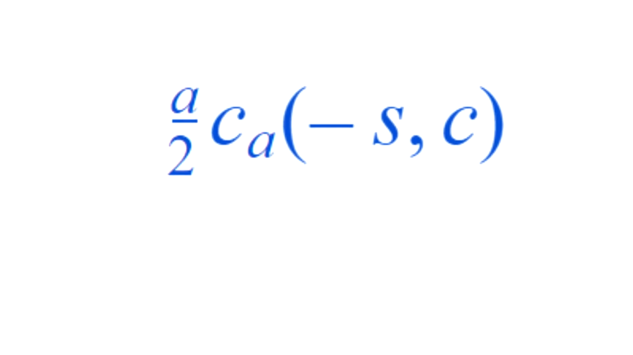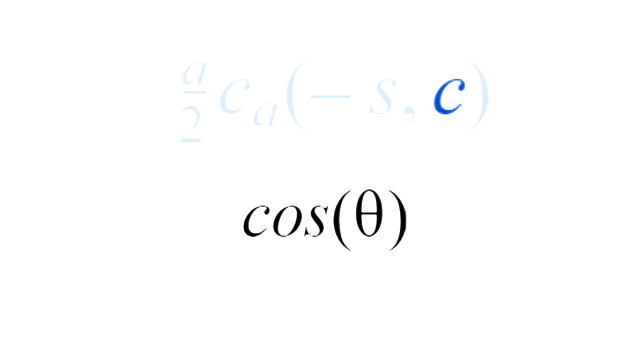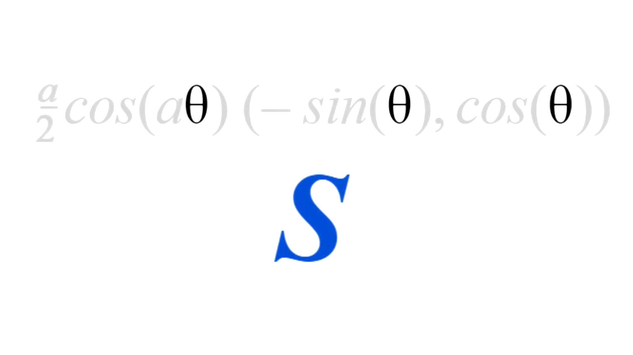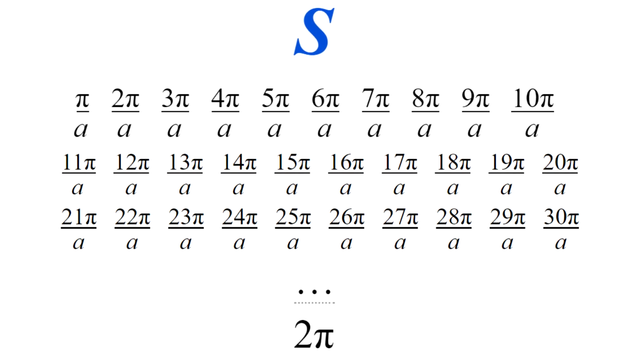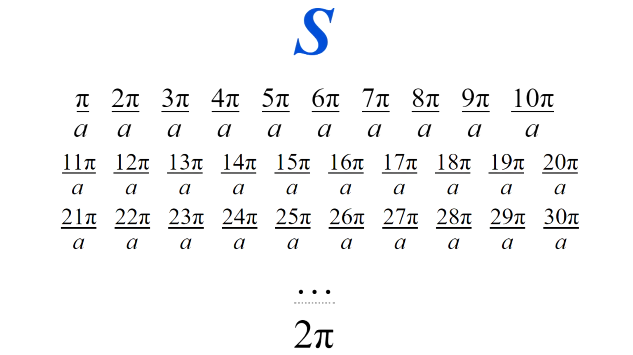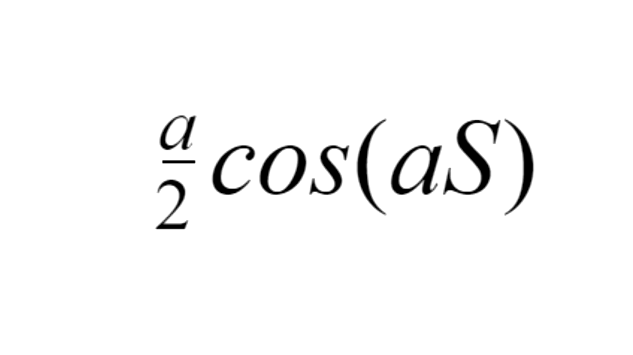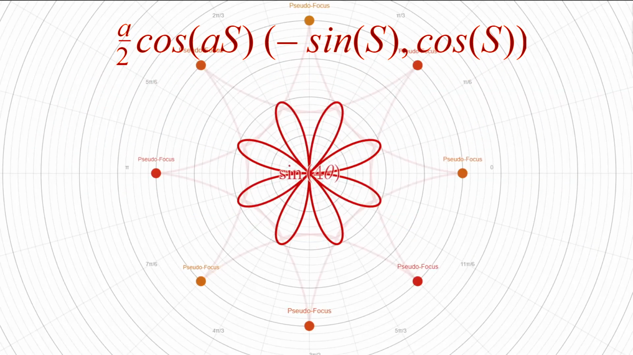However, there are still the leftovers of cosine a theta, negative sine theta, and cosine theta. So what do we do with them? Well, I simply reduce each theta to this variable I'll bring up as big S. And big S represents all the solutions that came from sine a theta equals 0. Since we do not have a strict amount of solutions, we really can't do much but represent each changing solution. So in the end, we will have a over 2 cosine a big S, negative sine big S, comma, cosine big S, which are the pseudo-foci that lie outside the polar curve.